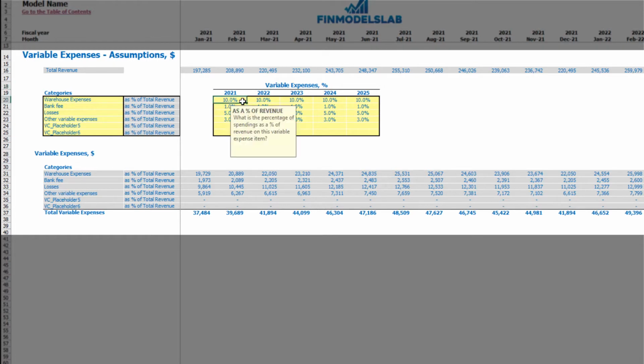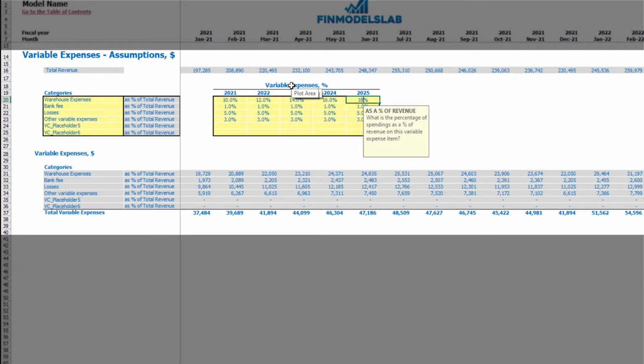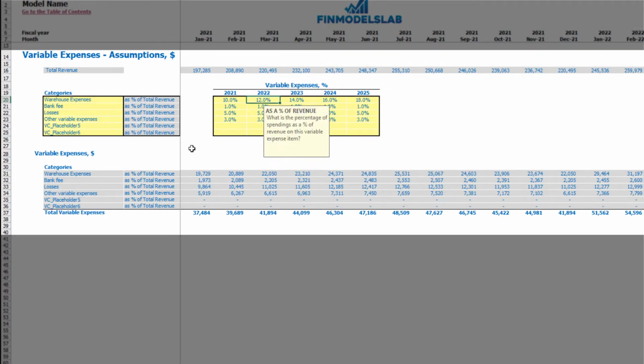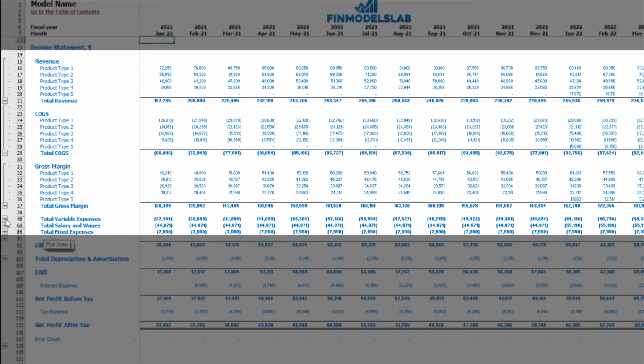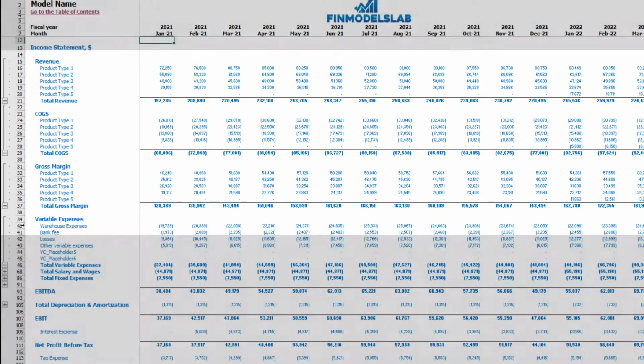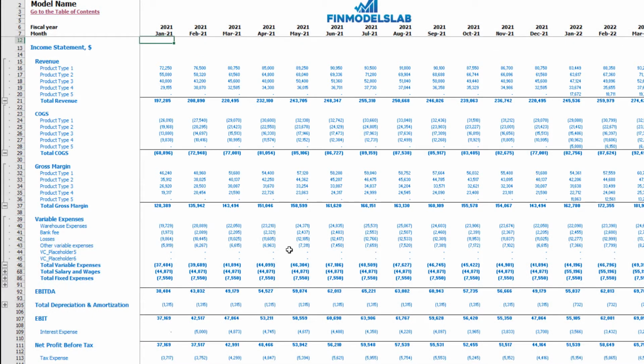So 10% means that for warehouse expenses in 2021 you will pay 10% of your total revenue. It can grow over time, for example 12%, 14%, 16%, 18%. Or you can decrease this percentage over time: 9, 8, 7, 6. Below you may see the calculation of these variable expenses. And finally, the income statement. Under the variable expenses category you may see the line items and monthly values for your variable expenses.